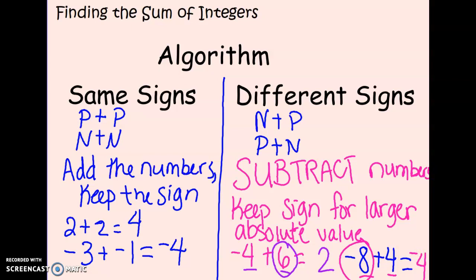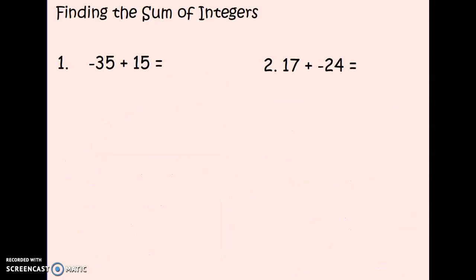So let's try some problems together. Our first one: negative 35 plus 15. So I'm subtracting those two numbers. 35 minus 15 is 20. And because this has the greater absolute value, it is going to be a negative number.